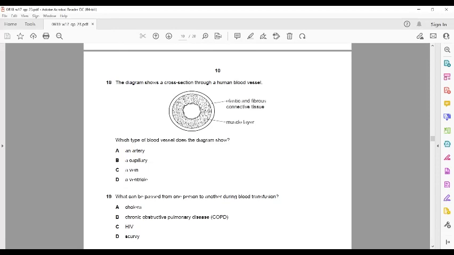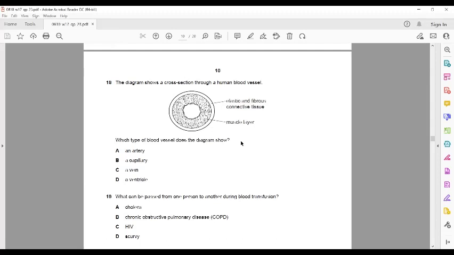Yes, artery. The reason we decided on that is because it has a muscular layer and also elastic fibers and connective tissue, and this allows the blood vessel to adjust its shape or thickness based on the blood pressure. So it's quite flexible. That is a property of the arteries.